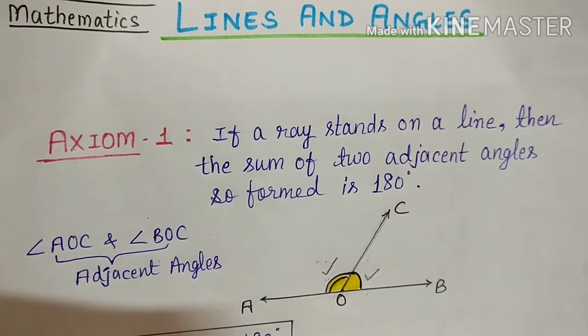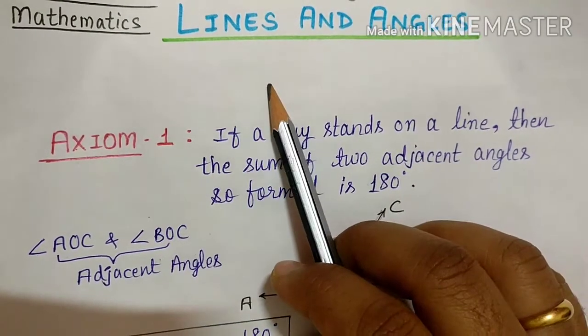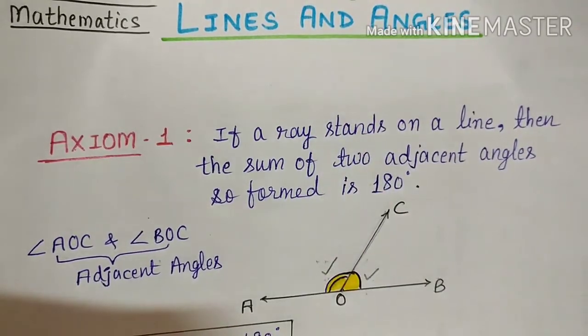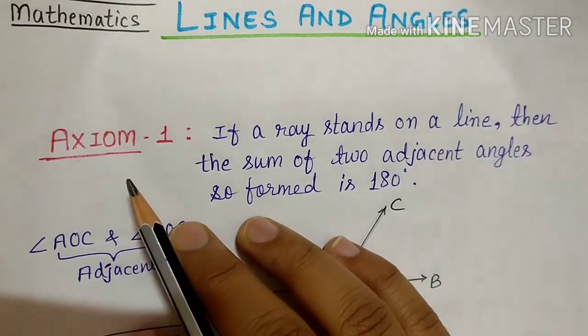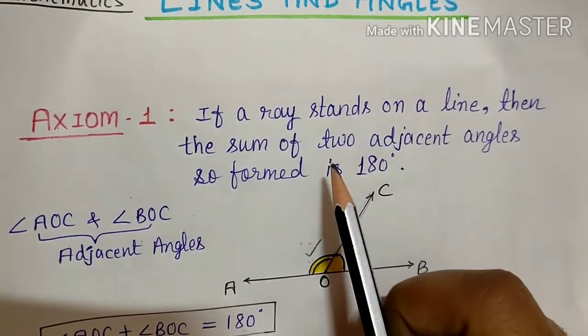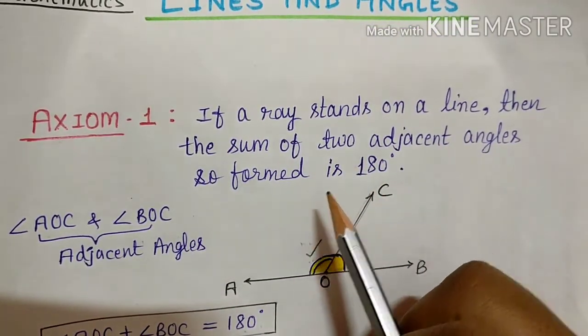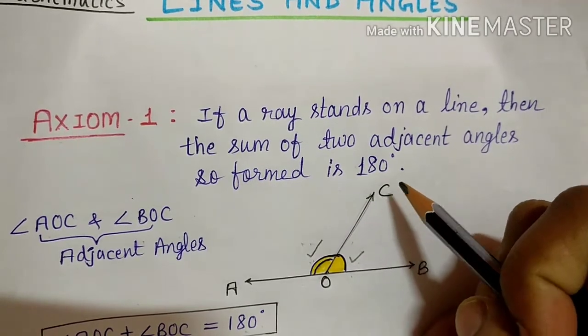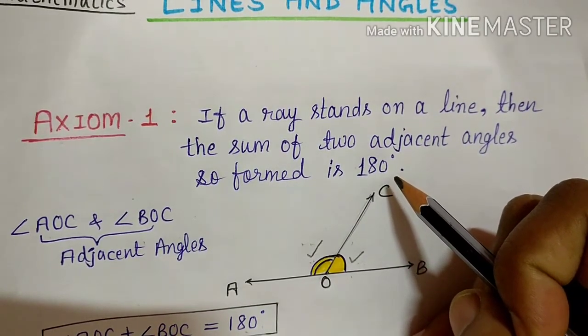So students, now we'll talk about axioms under chapter 6, that is lines and angles. If you remember, in chapter number 5 we have already discussed what axioms are. So let me remind you again that axioms are self-evident or true statements which don't need any proof, and they are applicable in every part of maths. So we will learn our first axiom: if a ray stands on a line, then the sum of two adjacent angles so formed is how much? 180 degrees.